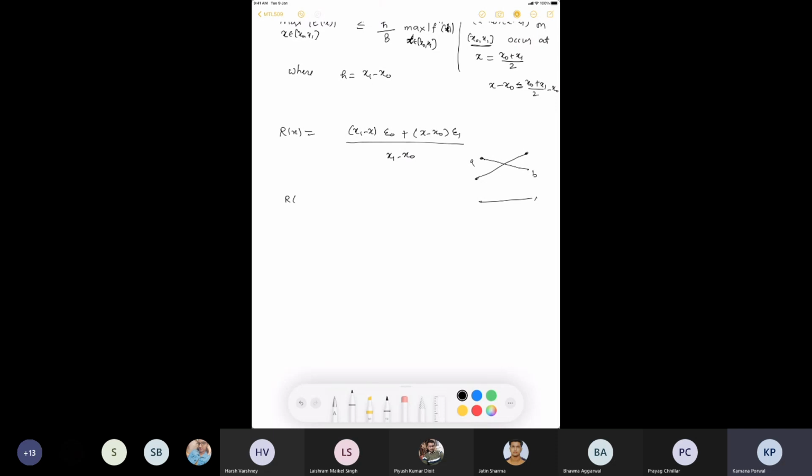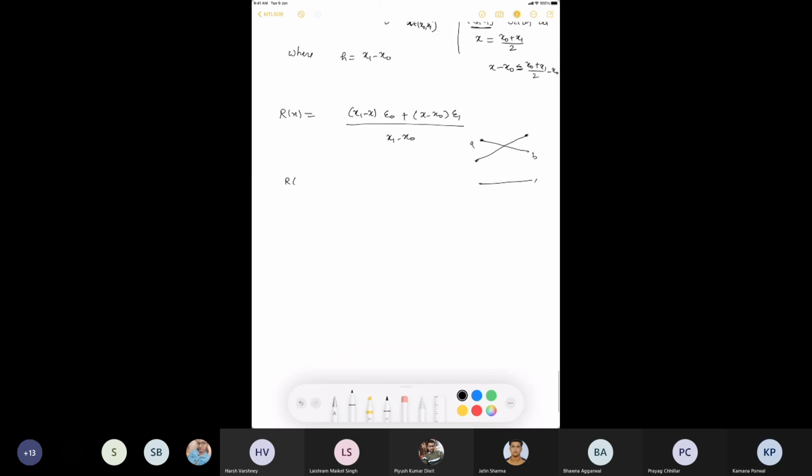The endpoints here are x0 and x1, right? So what will happen if we substitute x equal to x0 here? This term will be 0, so we will have it as epsilon 0. And if we take R at x1, the first term will be 0, so we will be left with epsilon 1.